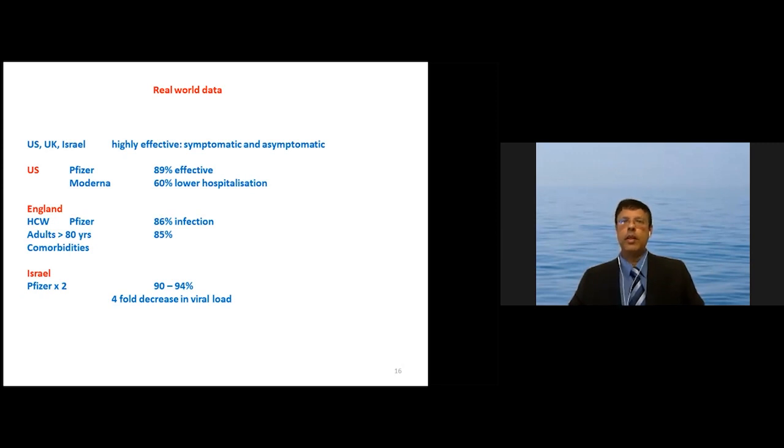In England, healthcare workers and adults greater than 80 with comorbidities again had a reduction in infections, a reduction of COVID-19 of about 86%. Israel, where 2 Pfizer vaccines were given to a big group of the population, again had an effectiveness of about 90 to 94%. And there was a 4-fold reduction in the viral load in people who received the vaccine.